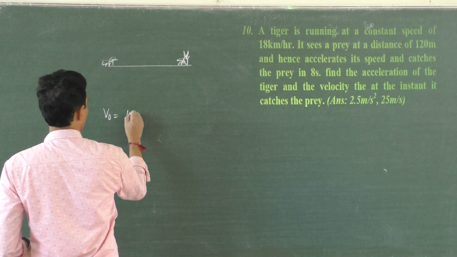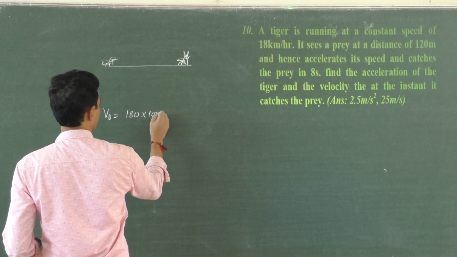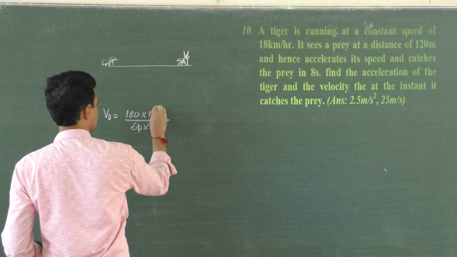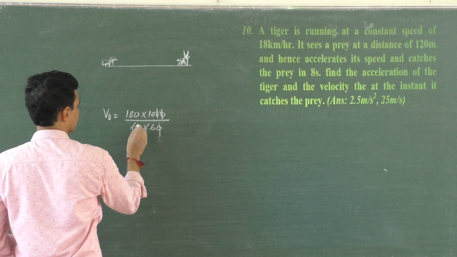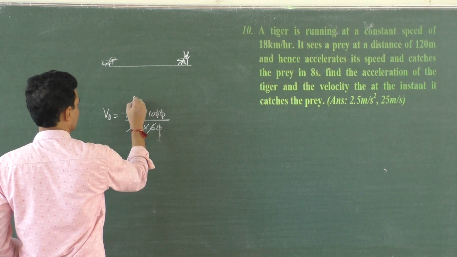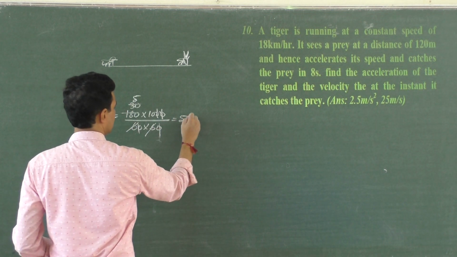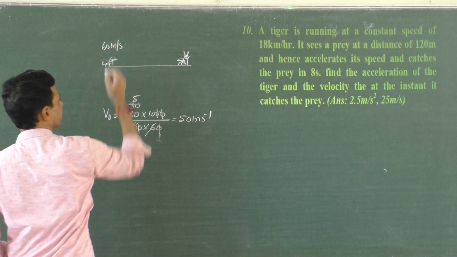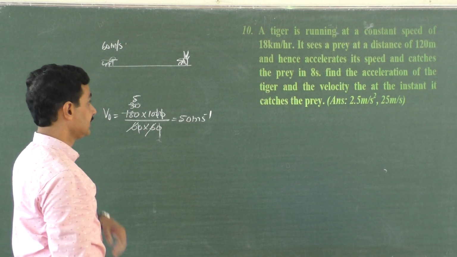Initial velocity 180 km per hour. 60 minutes into 60 seconds. 30 times 6, 5 times 50 meters per second. Okay, this is running at 60 meters per second and it accelerates.